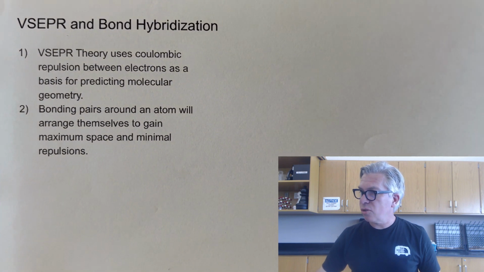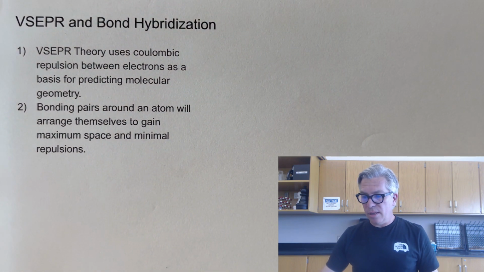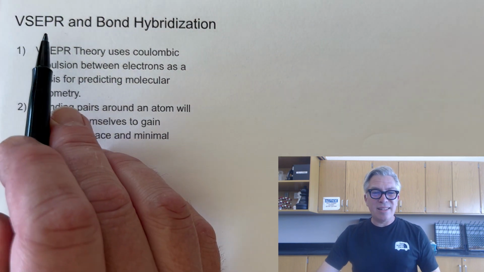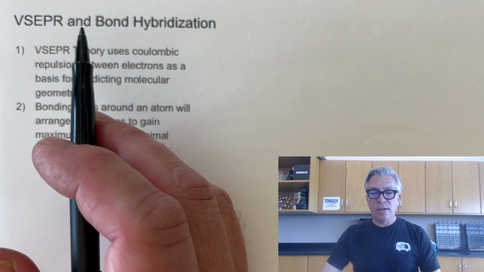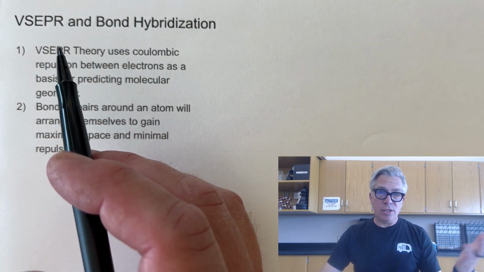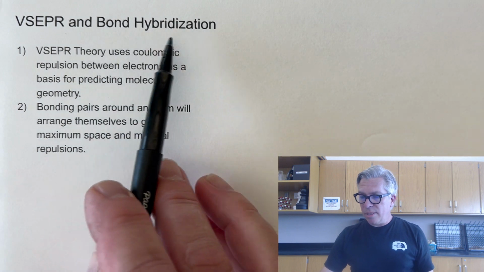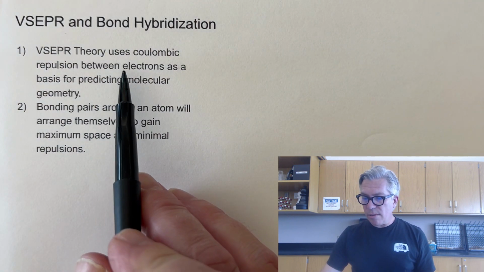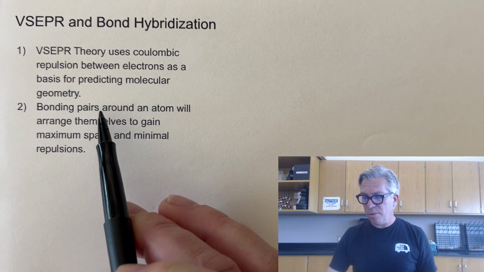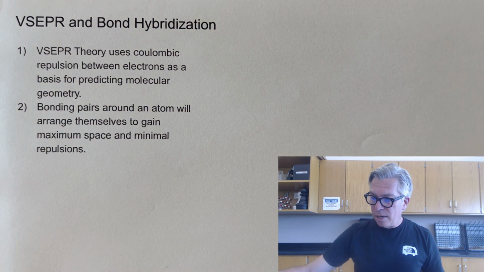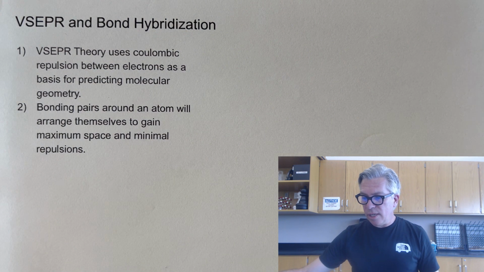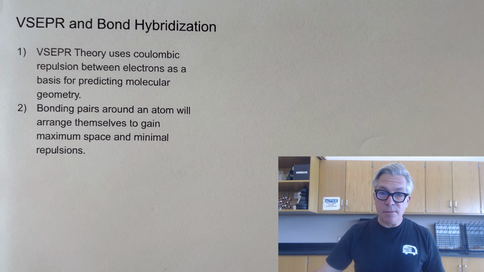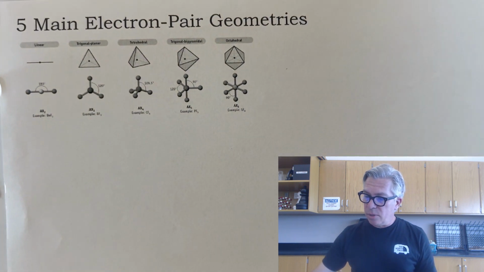All right, let's talk about valence shell electron pair repulsion theory, VSEPR. I like to say Vesper because it just sounds easier. I know it's not spelled like that, but it's just easier to say. And bond hybridization. So VSEPR theory uses Coulombic repulsion between electrons as a basis for predicting geometry. Bonding pairs around an atom will arrange themselves to gain maximum space and minimal repulsion. Let's go through this pretty quick. You should have a chart of these. If not, there are tons of them on the internet to go and get.